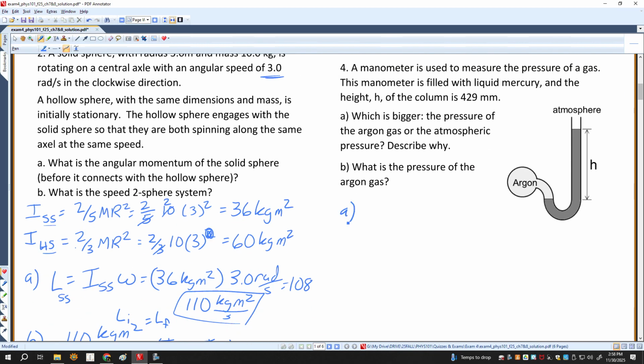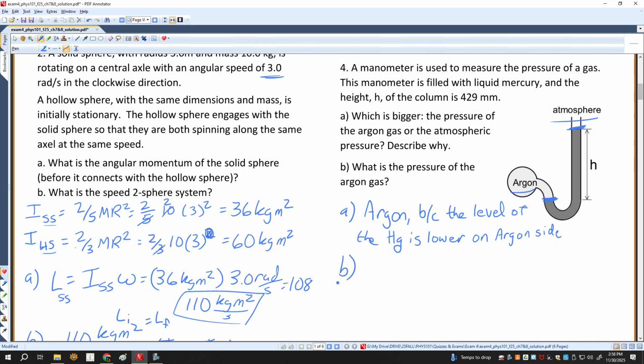All right, for part A, I want to know first, which is bigger, the pressure of the argon gas or the atmospheric pressure? It's argon, because the level of the, was it mercury, is lower on the argon side. That is, this level is lower than this level. So that's the right answer. I need to know this, and also the explanation is important.